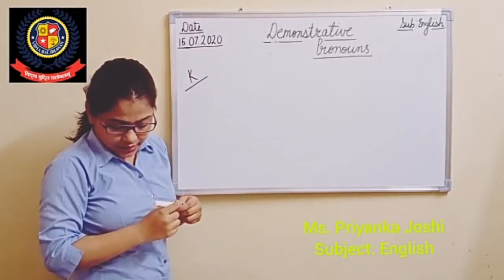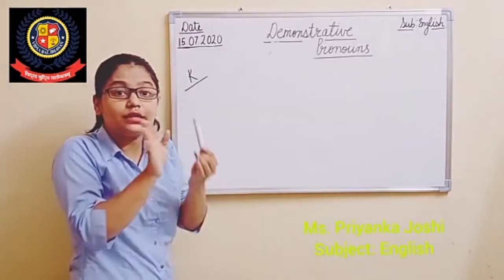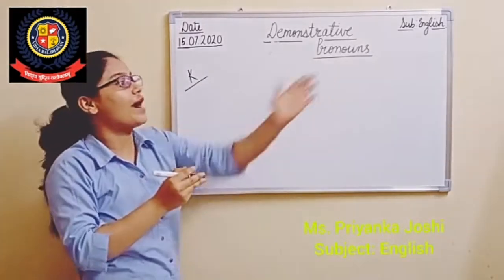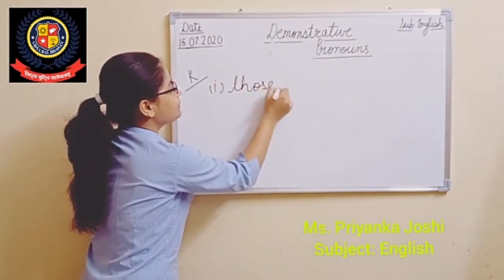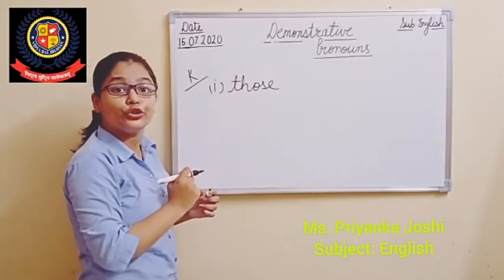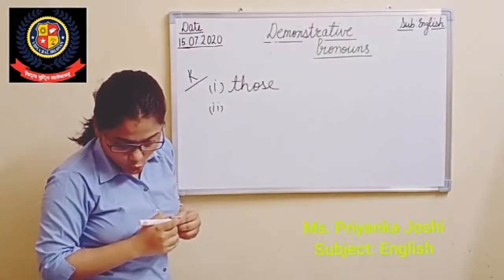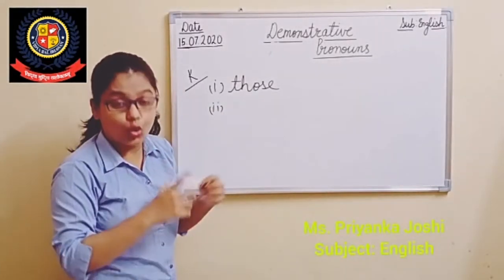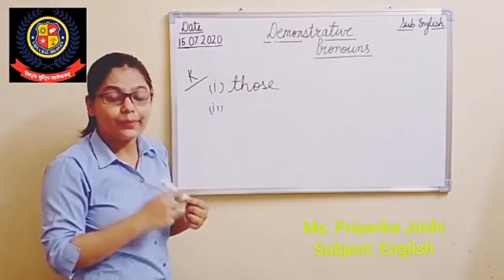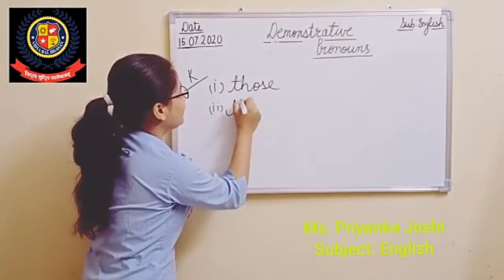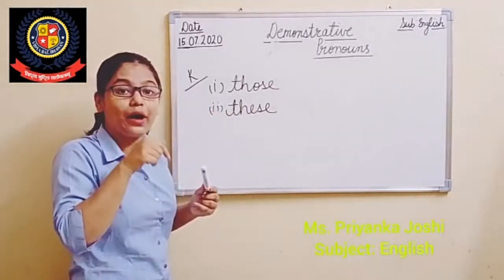First one, dash commits, and it is where? It is towards the distant side. I'm talking about the far thing. So, what are we going to fill? Those. Second one, dash blocks of marbles came from the quarries of Rajasthan. Now I am talking about a nearby sign. So what am I going to use? I will be using these. These for the nearby ones.